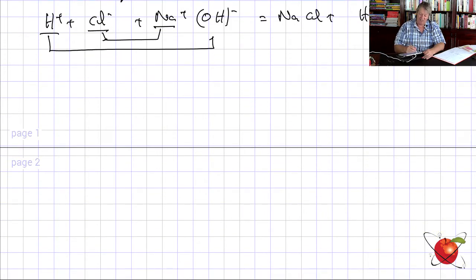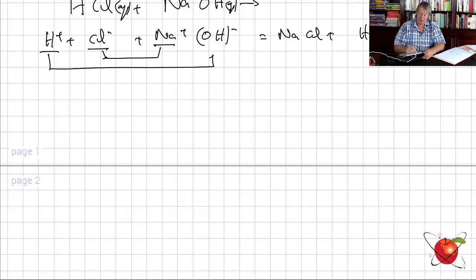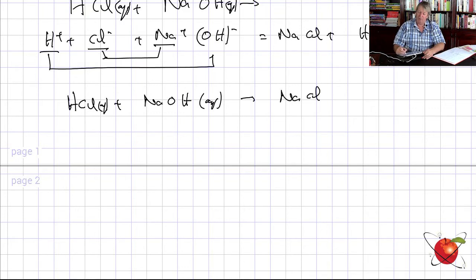Now, let's just rewrite this, okay? Now we say, right, HCl, aqueous, plus NaOH, also aqueous. We've worked out it goes to NaCl plus H2O. This is a given. This is aqueous, okay? And obviously water's liquid.